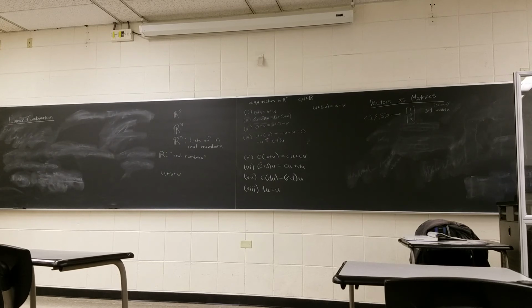Trying to think of how I want to phrase this. Let's do it like this. I want to start with a simple definition. Linear combination of vectors. Implicitly, I'm saying these are vectors of the same dimension.